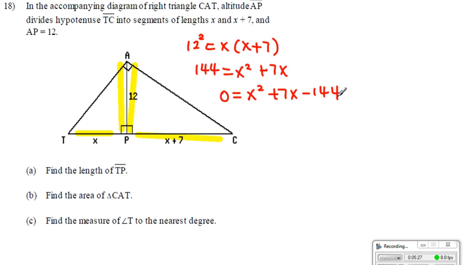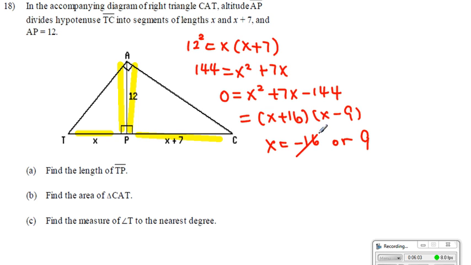Now, which two numbers multiply to negative 144 and add up to 7? Among many things we can look at, maybe one of them would be 9 and 16. So here, this can be factored into x plus 16 times x minus 9. Now, of course, x can be either negative 16, which we know is not true because a line segment cannot be negative, or 9. So we realize that x must be equal to 9. So TP is equal to 9.